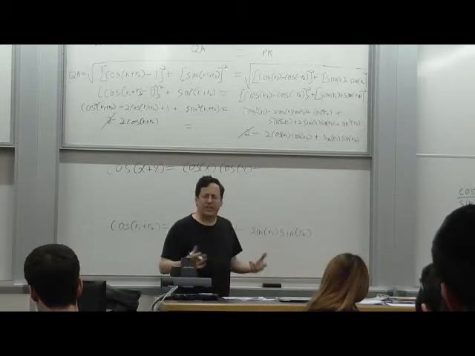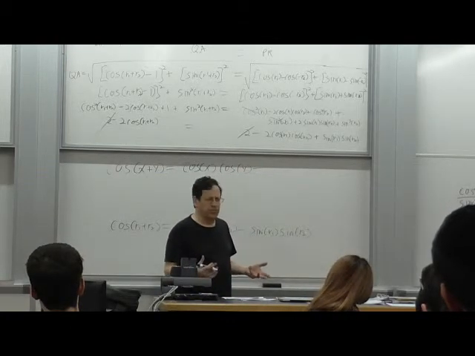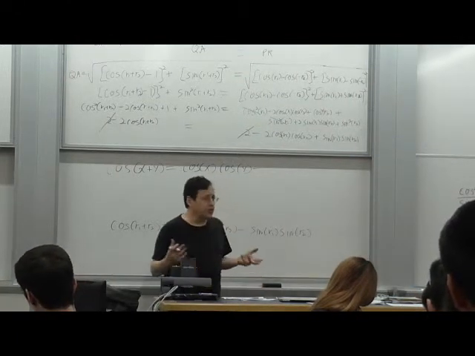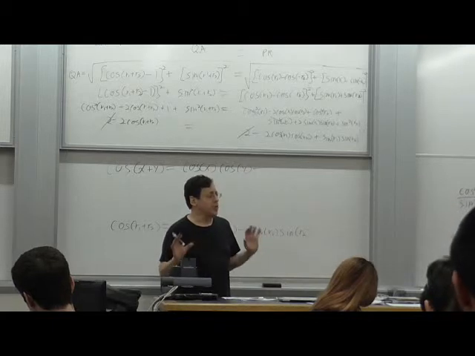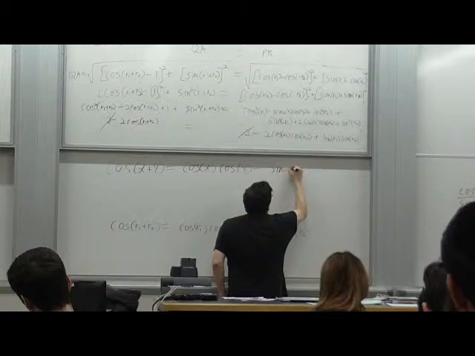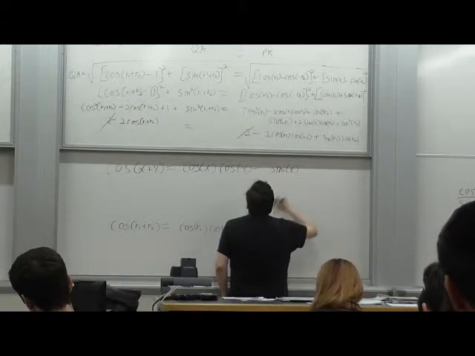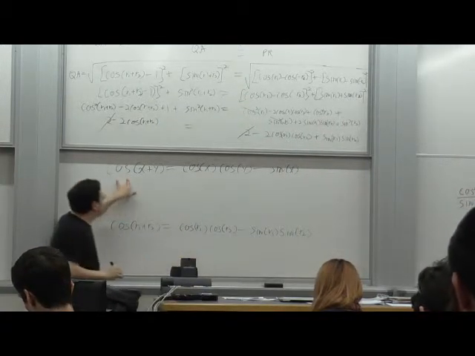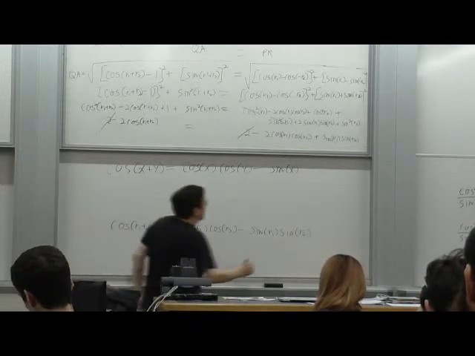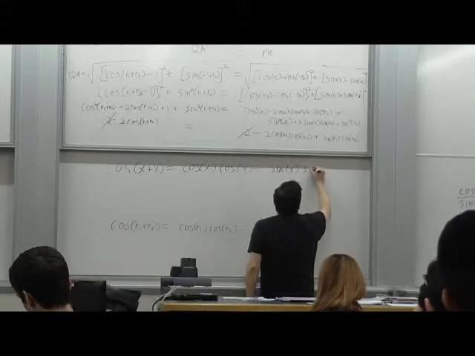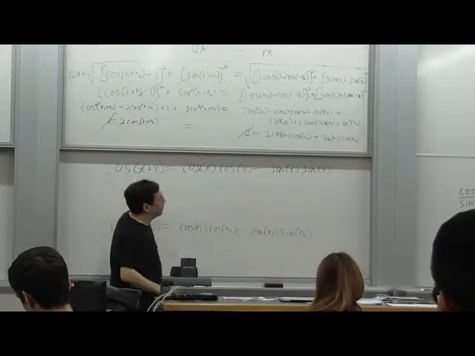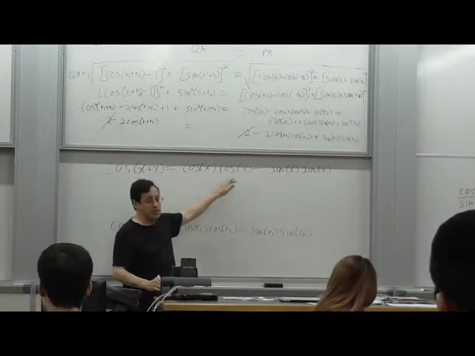I'm going to give these to you on a sheet for the quiz and for the finals, so you don't have to panic. These are good to know. These are good to memorize, but you don't have to. What is this identity called? This is the cosine of a sum. This allows us to find the cosine of a sum in terms of the cosine of each and the sine of each.